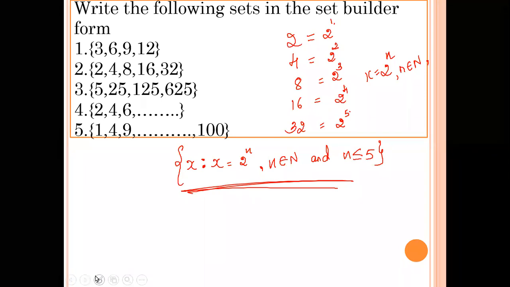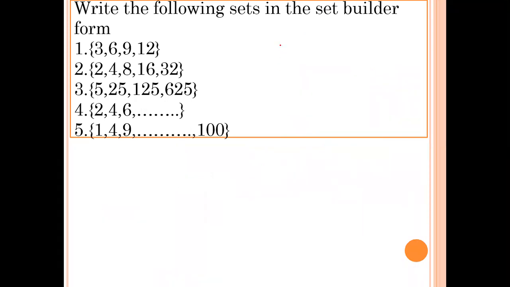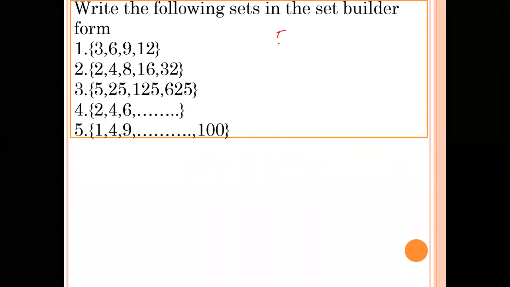Already I got the answer. 5 to the power n. Yes, good Santali. Very good. First write down which elements are there. What do we have? 5, 25, 125, 625. Correct? 5, 25, 125, 625.